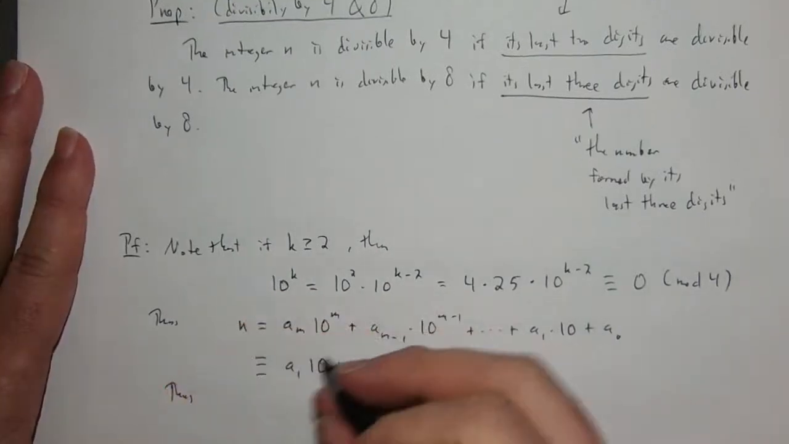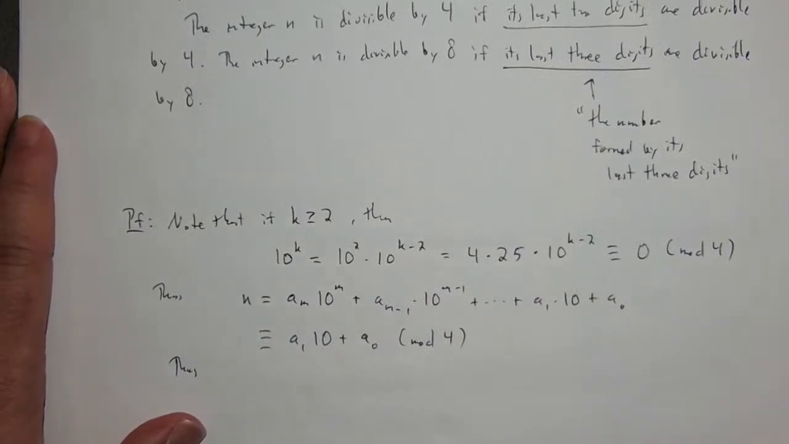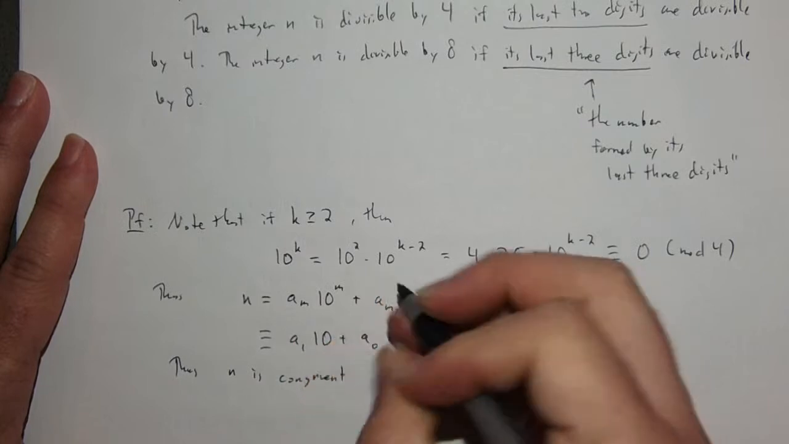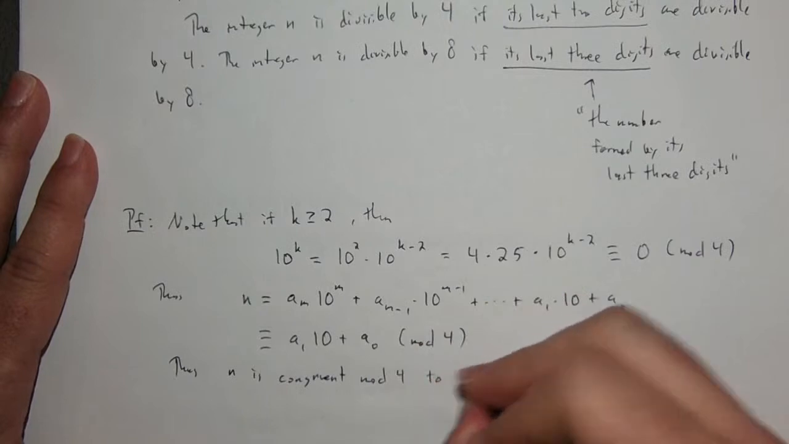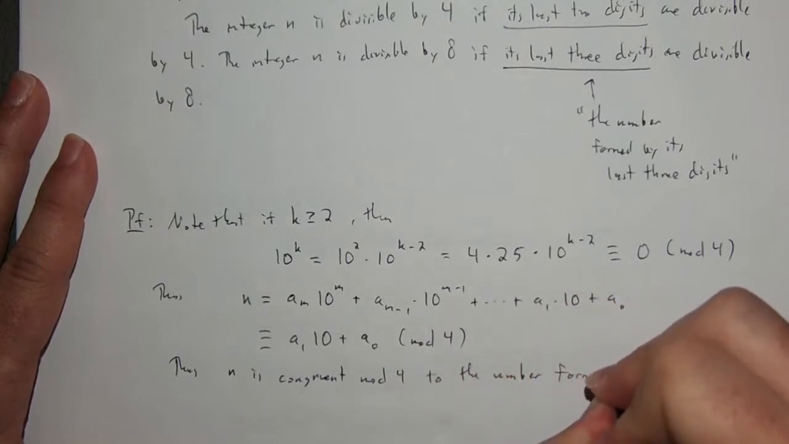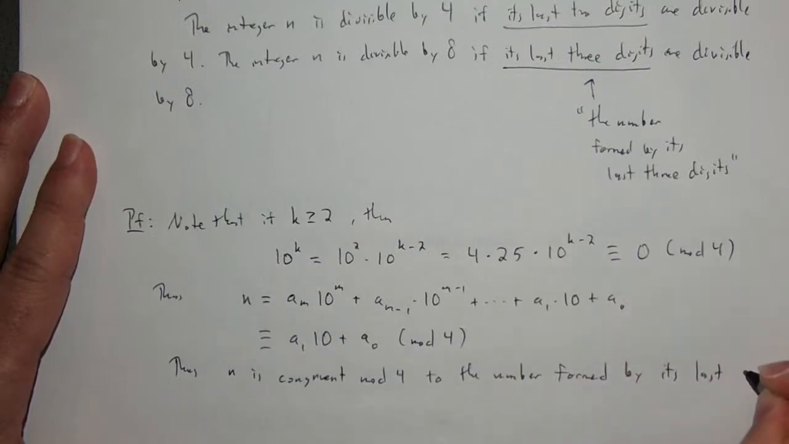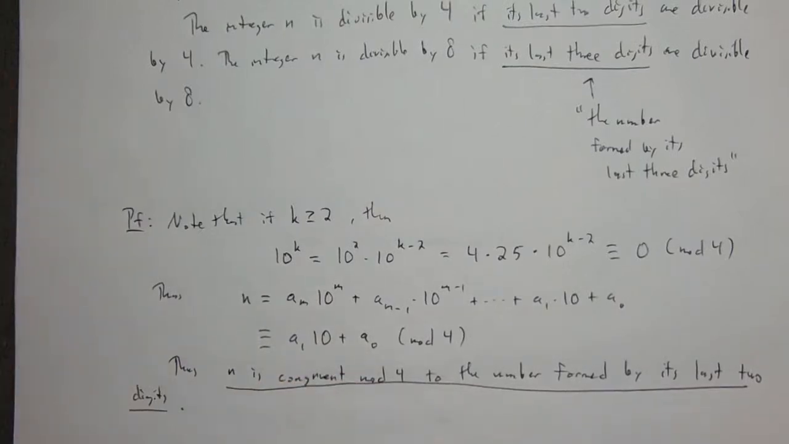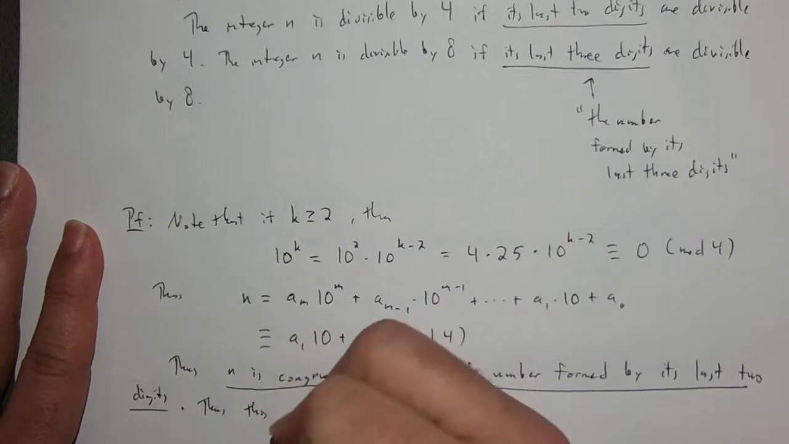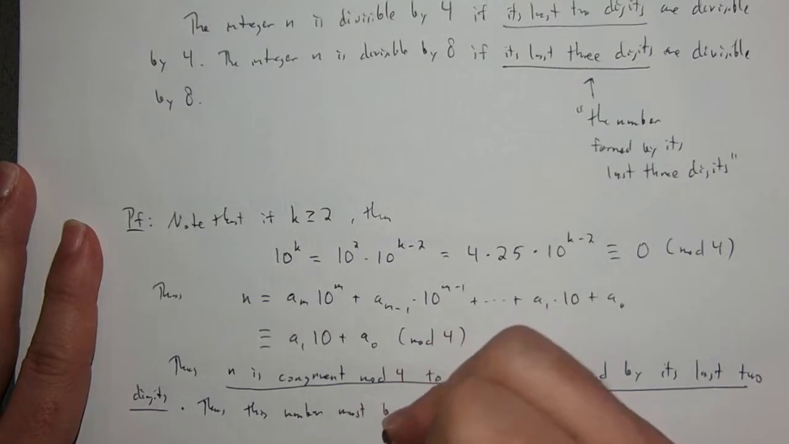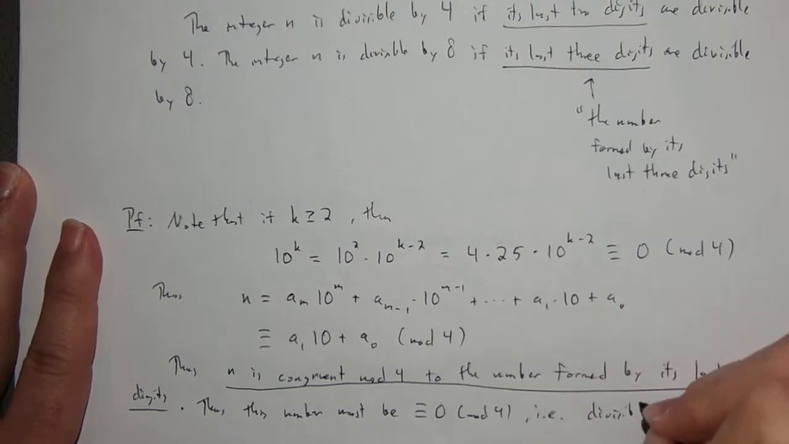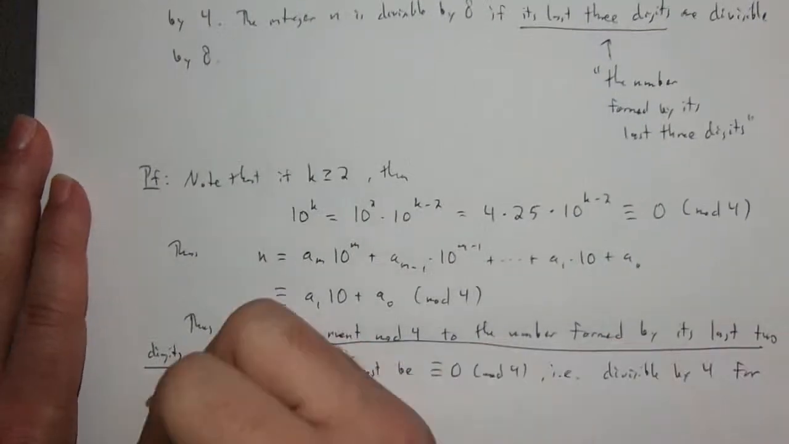Thus, a number is congruent mod 4 to the number formed by its last 2 digits. So n is congruent mod 4 to the number formed by its last 2 digits. That's the important bit. Thus, this number must be congruent to 0 mod 4, i.e. divisible by 4, for n to be divisible by 4.